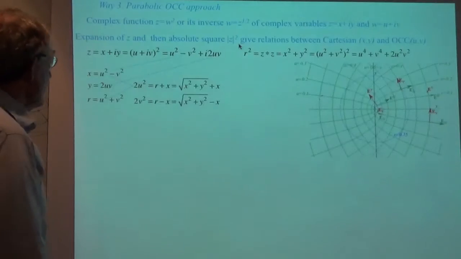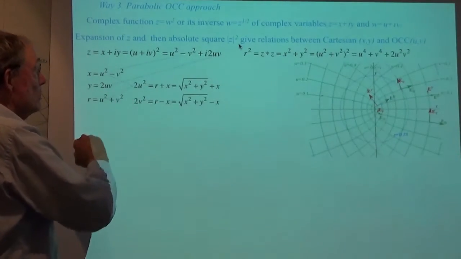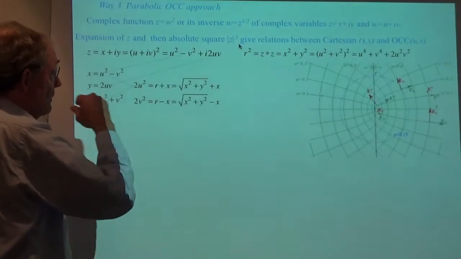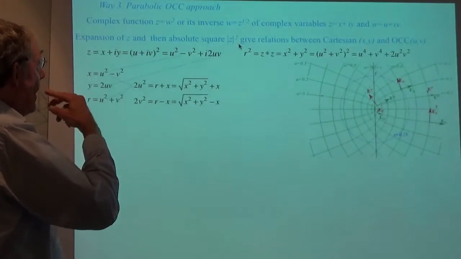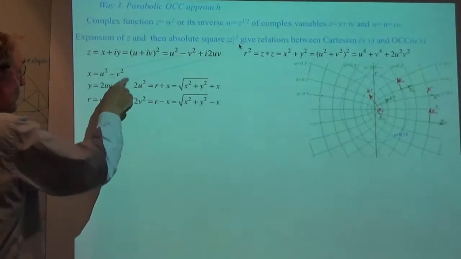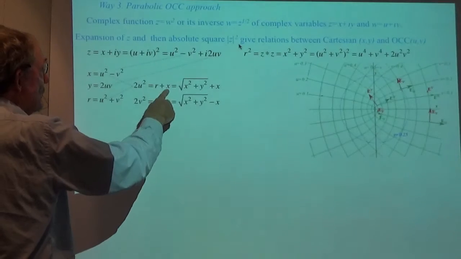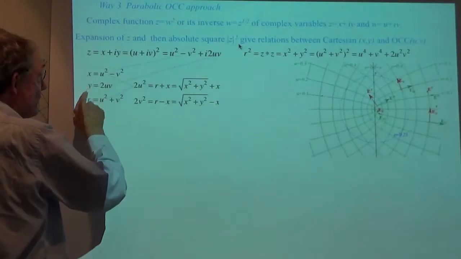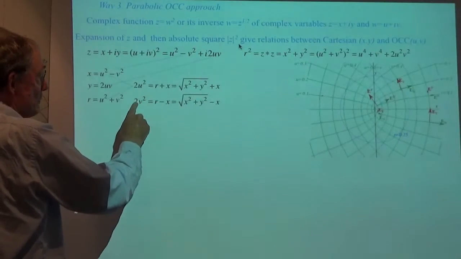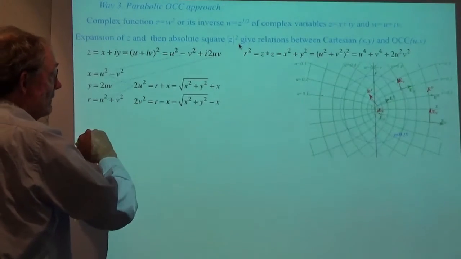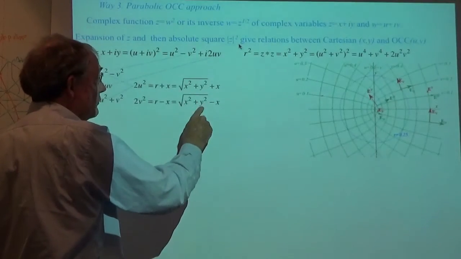So we take these two and solve for u squared, and you'll notice that what I get by putting these two things together is that either r plus x or r minus x is equal to either 2u squared, respectively, or 2v squared. And then r, once again, is the square root of x squared plus y squared.